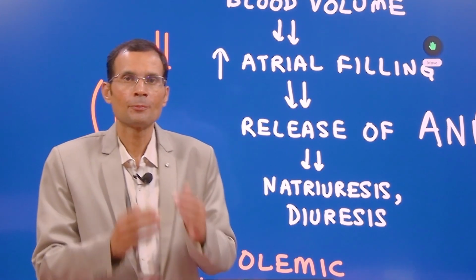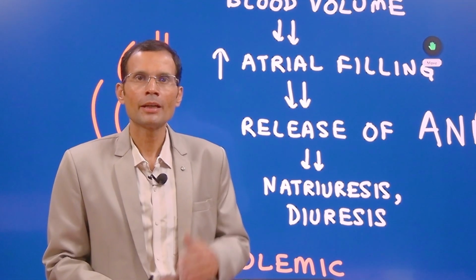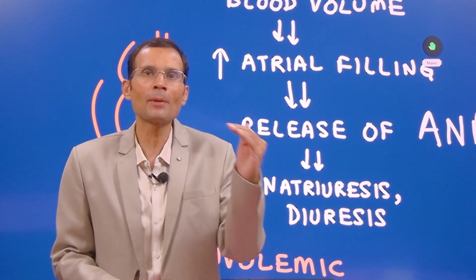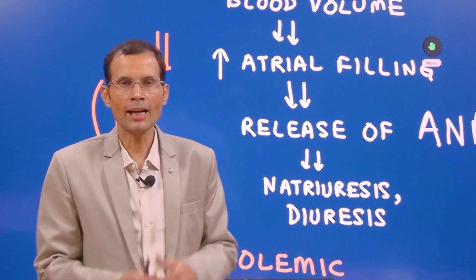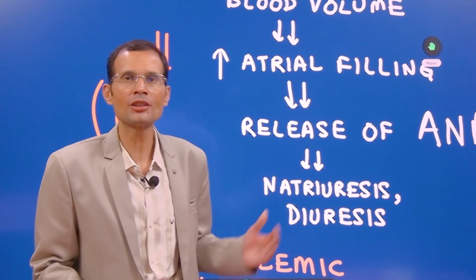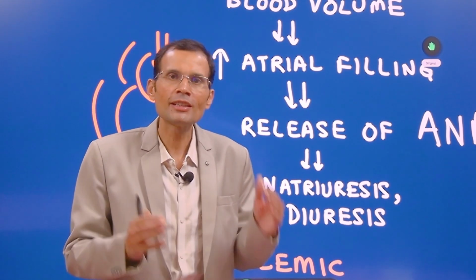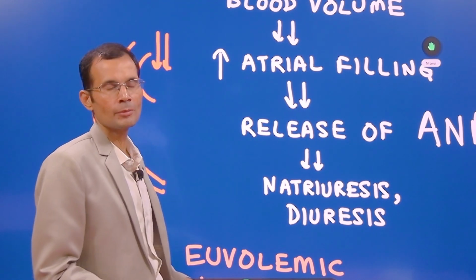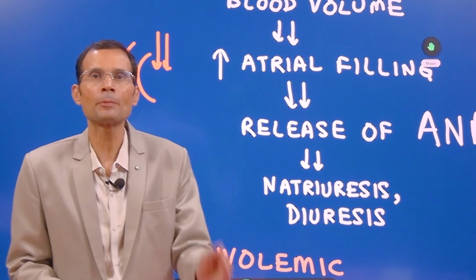But here, ADH is not getting suppressed. That's the problem. ADH was supposed to correct the plasma osmolality by getting suppressed. That's not happening here in this condition. So there has to be some compensatory mechanism for it. Yes, the compensatory mechanism is in the form of atrial natriuretic peptide.